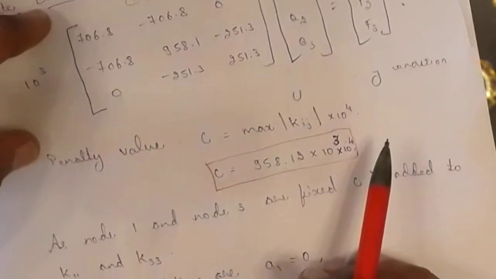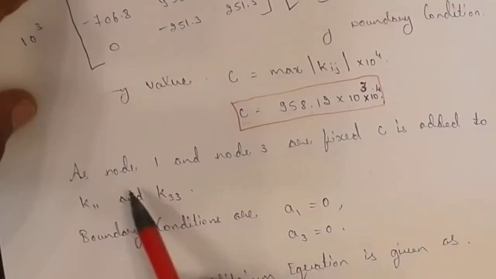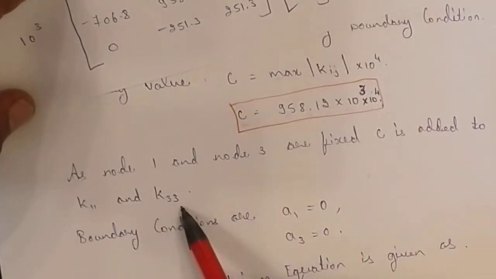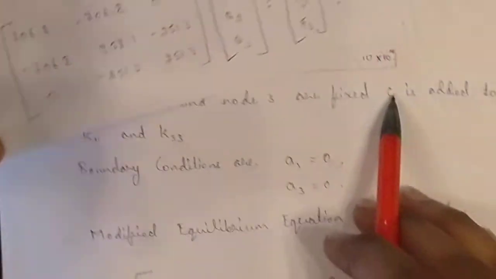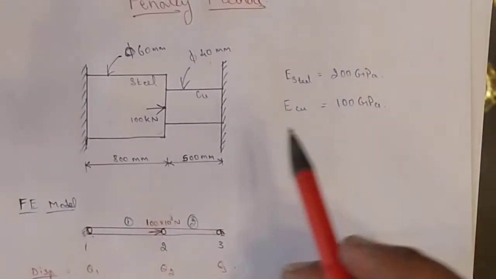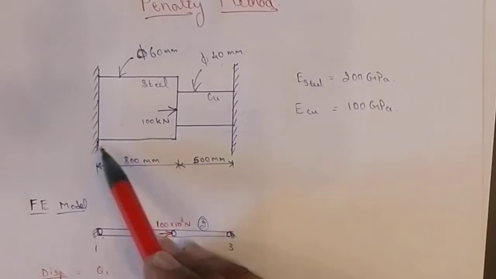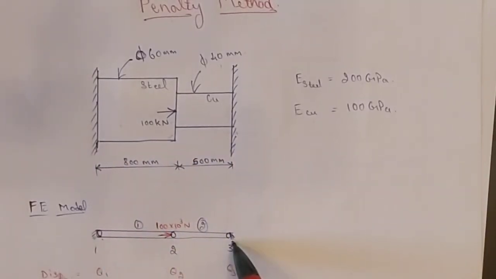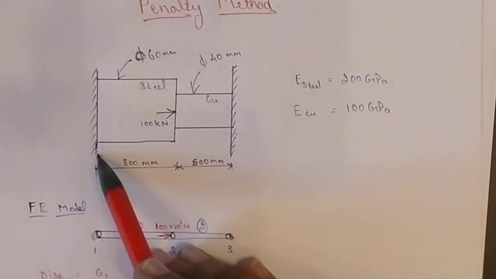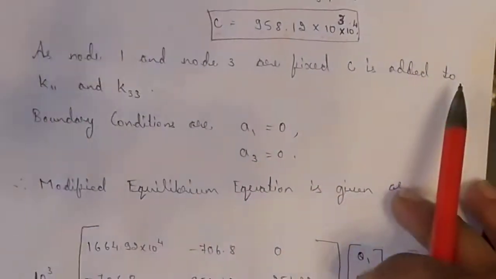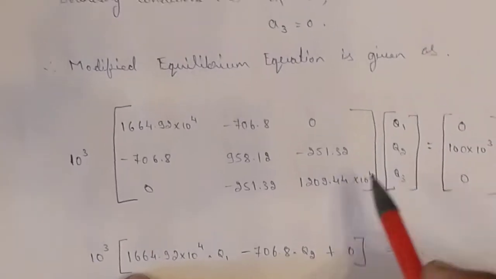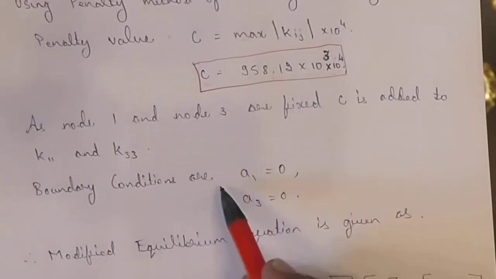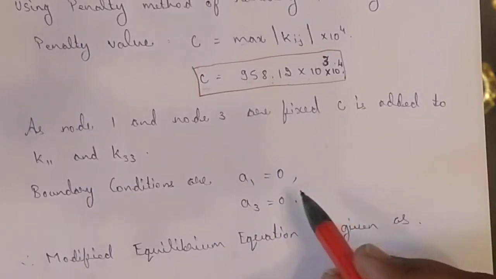Okay, now as node 1 and 3 are fixed, C is added to K11 and K33. So we can see in the question, node 1 and node 3 is fixed. So the C value should be added to the principal diagonal elements of node 1 and node 3. Okay. So here, the C value. Okay. Next, boundary conditions are. So here, boundary conditions.